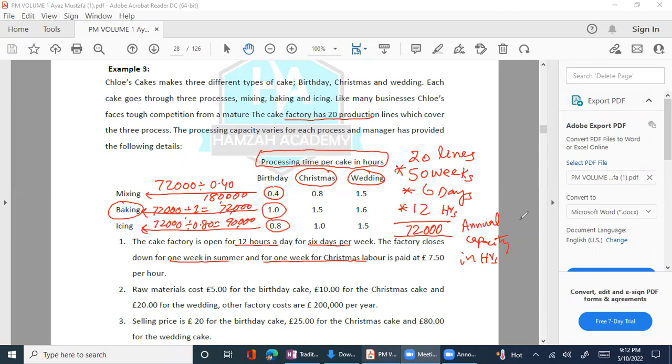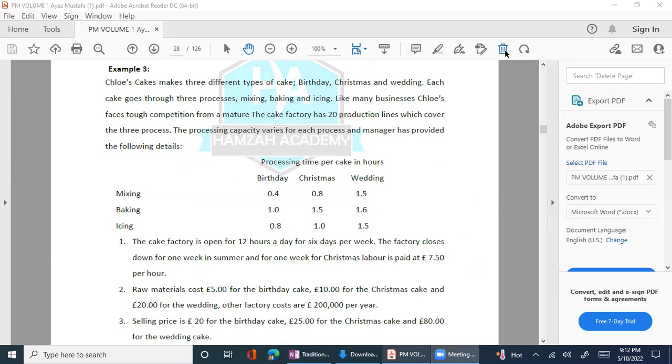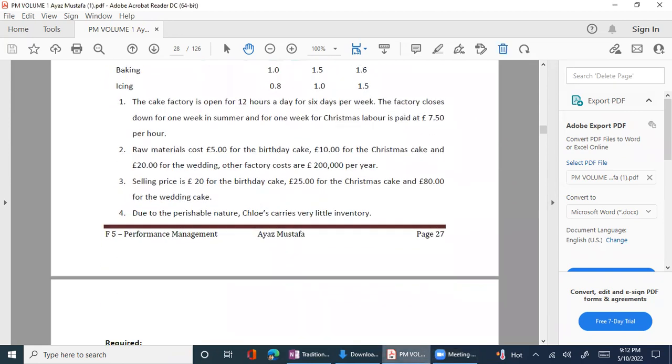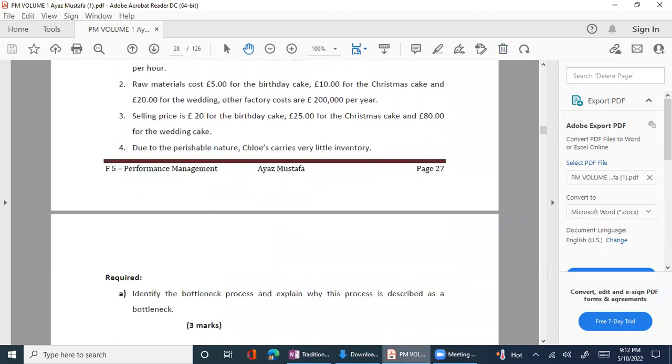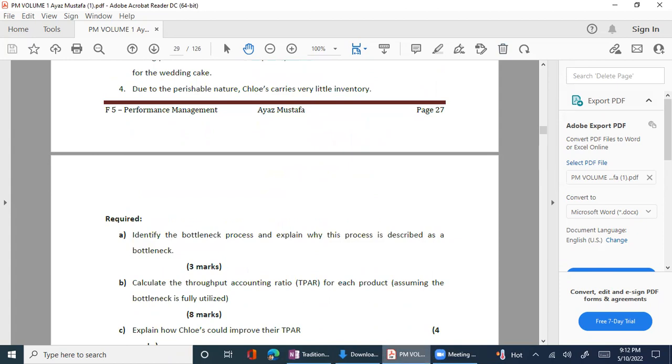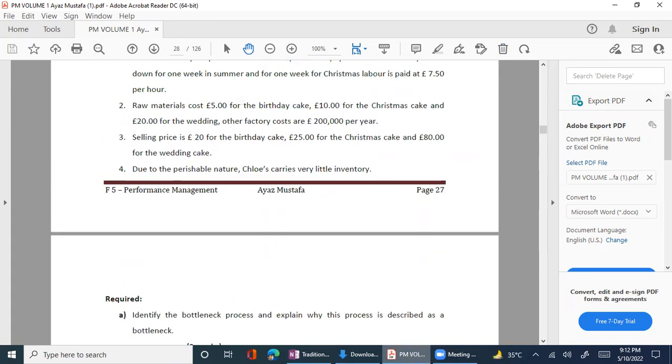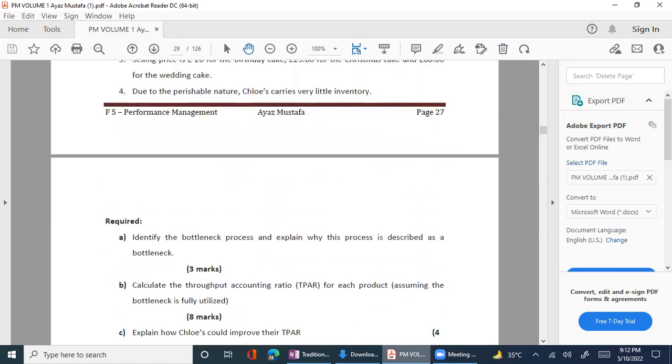Is it clear? The first part of this question was to identify the bottleneck process. So we have done part A, then calculate the throughput ratio. And we know that for the ratio, we need to have throughput per hour, and then we need to have fixed cost per hour. And if I go through the rest of the data, then we will be able to identify the cost and the throughput.